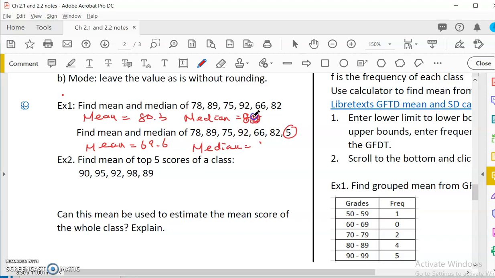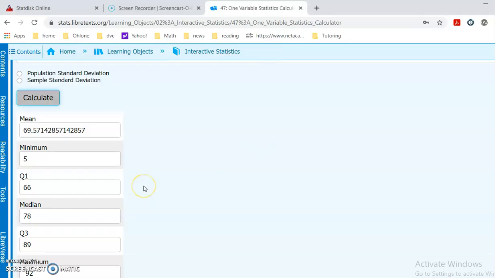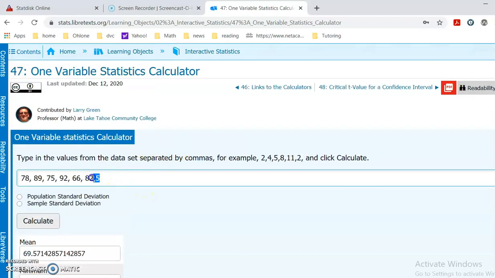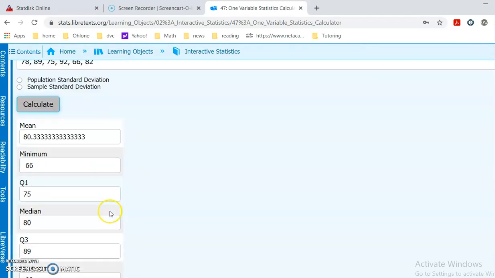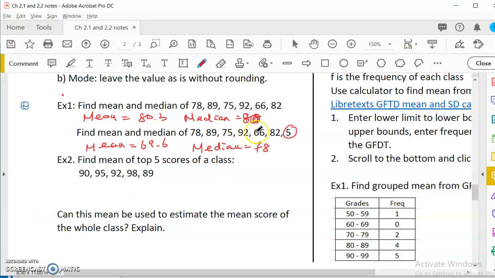Oh gosh, I think this is 78 for some reason. Let me double check. I think the last time it was 80. I don't know why I wrote 78. I must have done something wrong.